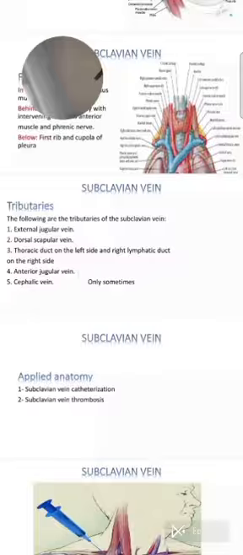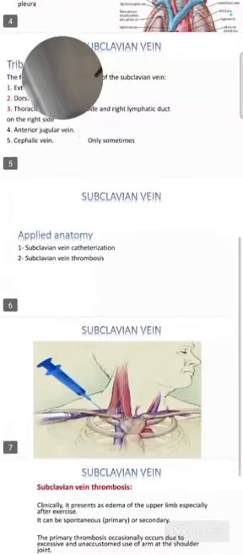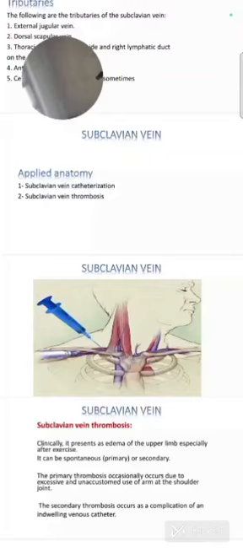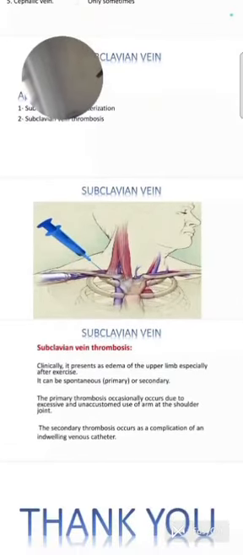Anterior jugular vein and cephalic vein, only it arises, sometimes it arises from the subclavian vein. So the applied anatomy here: a subclavian vein catheterization, the approach is either superior approach, supraclavicular approach, or infraclavicular approach. And the second one is subclavian vein.